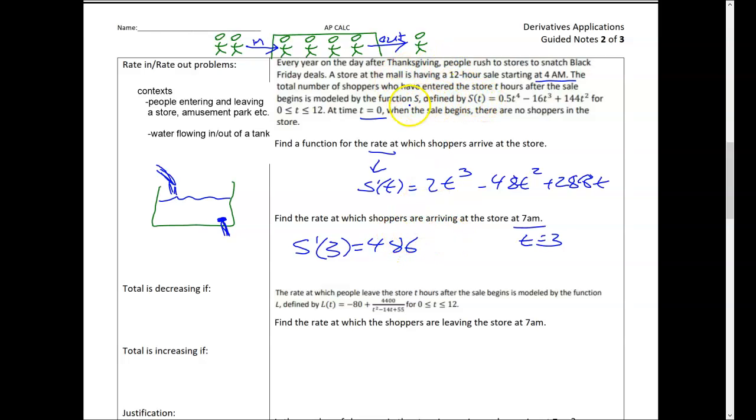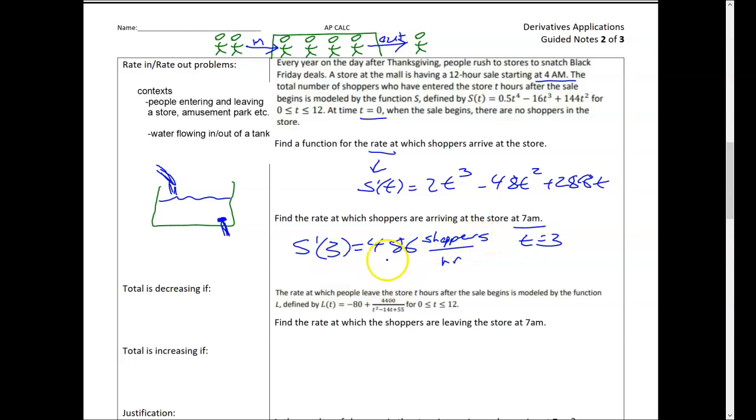And think about what the label should be here. 486, well, s was the number of shoppers, and t was time in hours. So this is shoppers per hour, right? I don't have to give it time because the time was already given to us in the question, but I should label for that for full credit. Okay, so that's the rate at which people are arriving at 7 a.m.